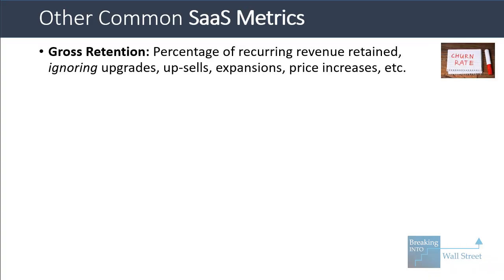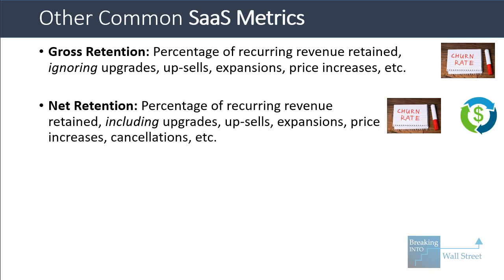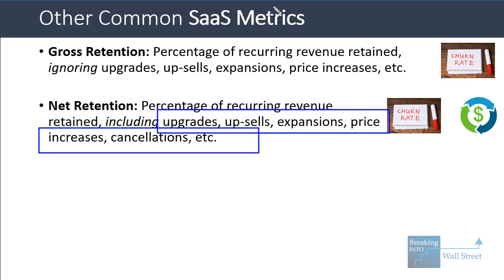retention is the percentage of recurring revenue retained when you ignore upgrades, upsells, expansions, price increases. So it's essentially the revenue from existing customers at the end of one period divided by the revenue from those same customers at the start of the period. And it's strictly based on the cancellation rate or the churn rate versus the initial revenue. Net retention is the percentage of recurring revenue retained when you include upgrades and upsells and expansions and price increases and the cancellations as well.